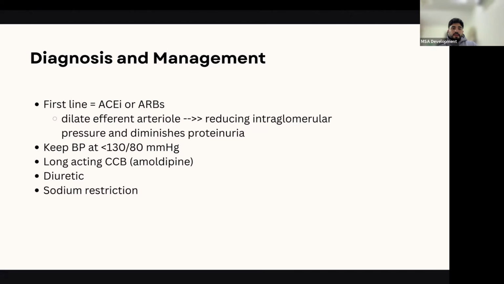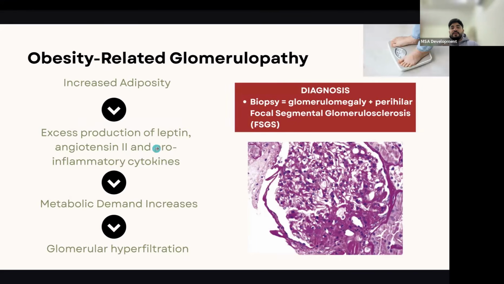All right. Now, obesity-related glomerulopathy. Honestly, this is the first time I read about it in your slides. And basically what happens is that when you have a lot of adipose tissue in your body, you're going to have this immense production of leptin, angiotensin 2, and pro-inflammatory cytokines. Okay? This is going to increase the metabolic demand in the body, which will lead to glomerular hyperfiltration.